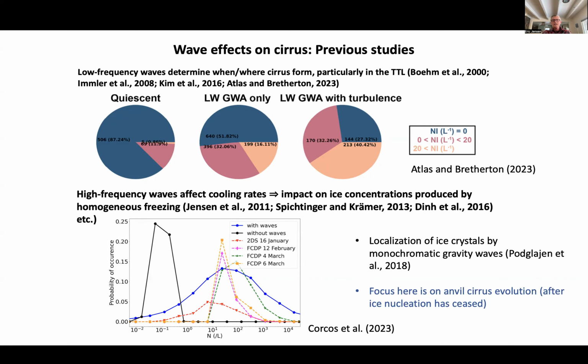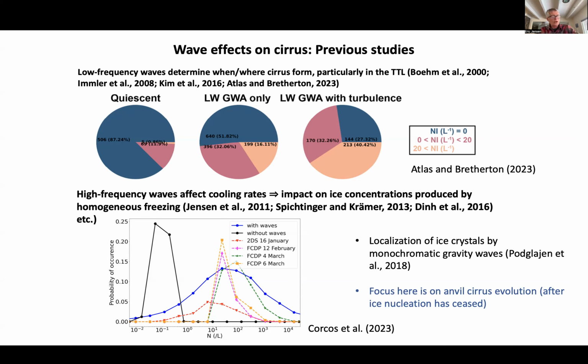papers here, and these pie charts are from a recent paper by Atlas and Bretherton, basically just showing that when you have these low frequency gravity waves, you're more likely to have cirrus clouds in the tropical tropopause layer. And again, other studies have shown a correspondence where the cold phase of these long period waves determines when and where cirrus clouds form in the tropical tropopause layer in particular.